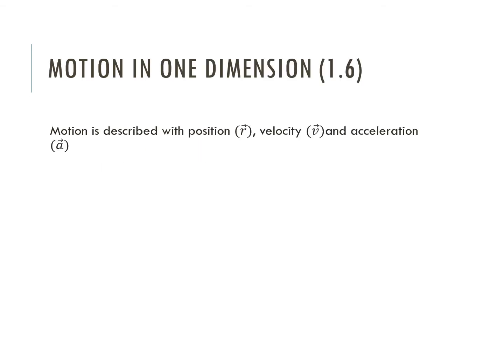So let's talk about motion in one dimension. In general, motion is described with a position. The position we are going to be using has a vector r. So this is the standard position vector. That way when we have the displacement, it's delta r. We have the velocity and the acceleration. So again, each one of these is a vector, so we need the magnitude, the value of it, and the direction of it as well.